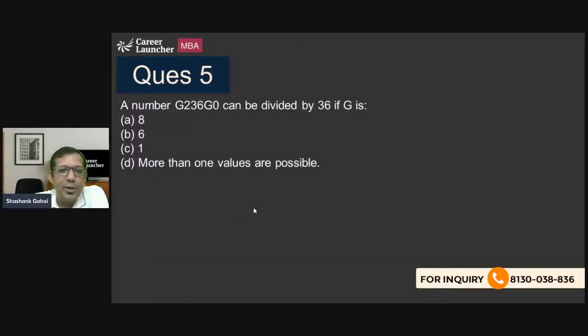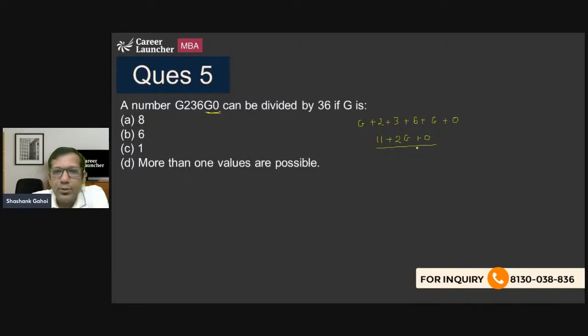So we need the divisibility of 4 and 9, right? So what is the divisibility of 4? Divisibility of 4 is that the last two digits should be divisible by 4. Divisibility of 9 is that the sum of digits should be divisible by 9. So what I'm going to do, I'm going to go for the divisibility of 9. So G plus 2 plus 3 plus 6 plus G plus 0. So 5 plus 6, 11 plus 2G plus 0, and this should be divisible by 9.